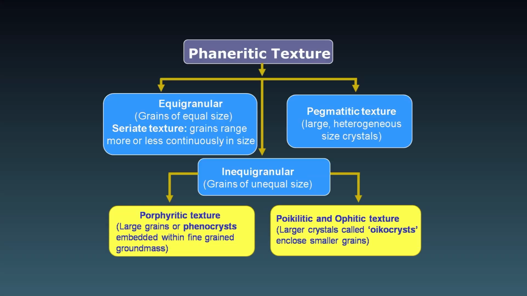Now, phaneritic texture is subdivided into three main categories: equigranular, inequigranular, and pegmatitic. In equigranular texture, grains of equal size are present. Seriate texture is where grain size ranges more or less continuously. In inequigranular texture, there are two basic categories: porphyritic texture, and poikilitic and ophitic textures. In porphyritic texture, large grains or phenocrysts are embedded within a fine-grained groundmass. But in poikilitic and ophitic texture, larger crystals called oikocrysts enclose smaller grains. And the third category is pegmatitic texture, which is composed of large crystals of heterogeneous size.